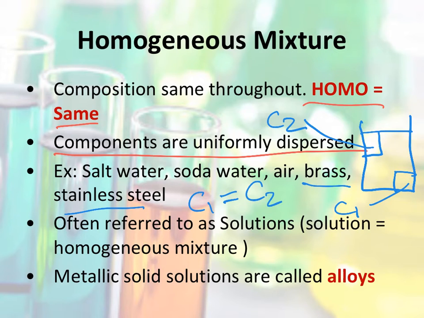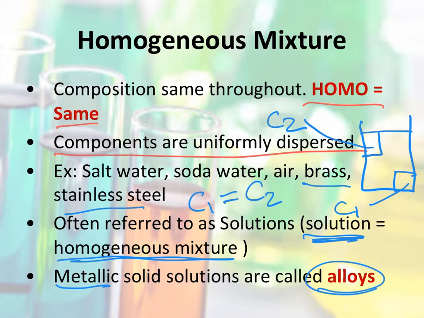Homogeneous mixtures are solutions. People always think that solution means liquid. It's not true. A solution, for our definition, is just a homogeneous mixture. Solid solutions, metallic specifically, are called alloys. So, for example, anybody who owns any type of jewelry probably has some type of alloy for their main metal.